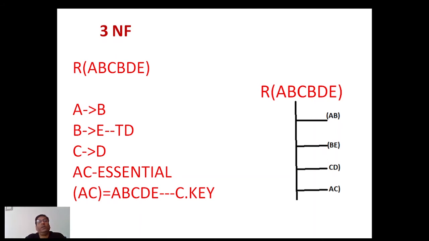So what is that we are going to check in third normal form? In third normal form, we are going to check for transitive dependency. Transitive dependency is where you find a non-prime attribute dependent on another non-prime attribute. So if this kind of dependency exists, then you call it as transitive dependency. And if there exists transitive dependency, you say your relation is not in third normal form.